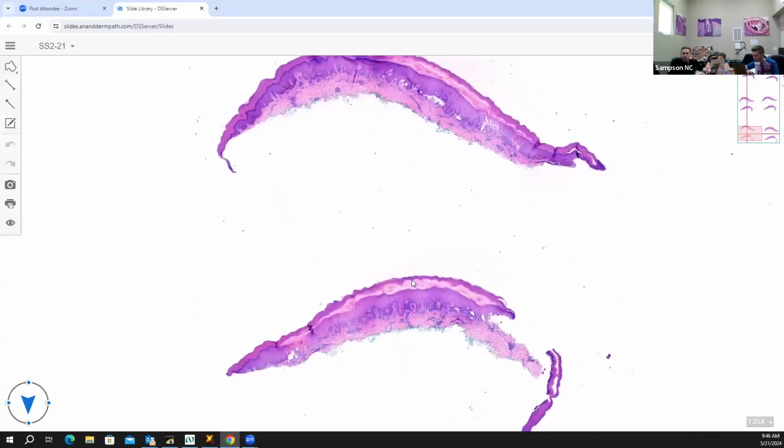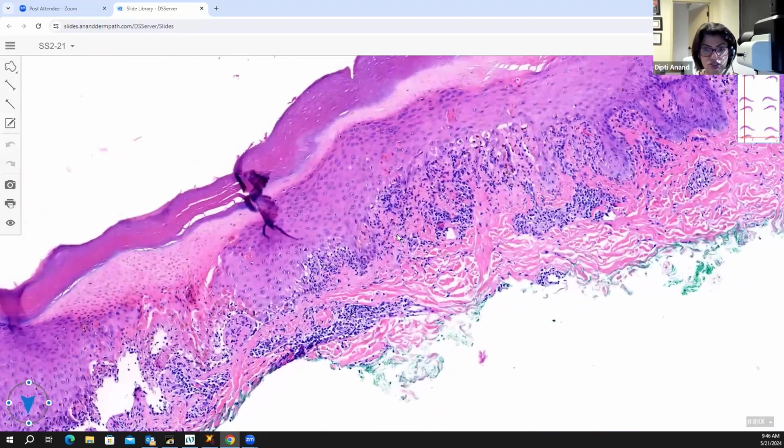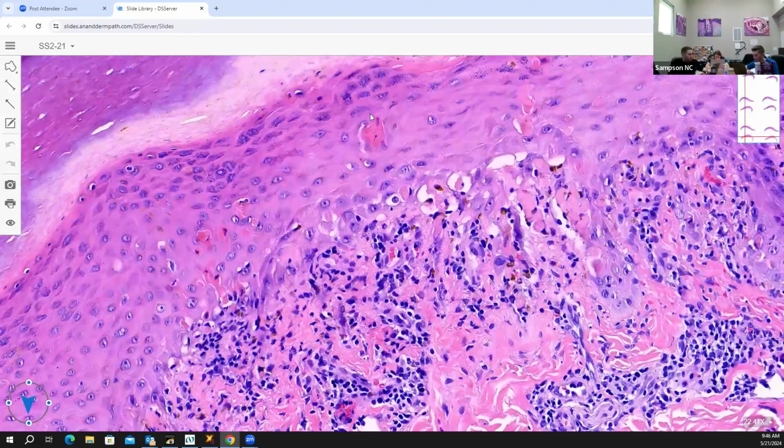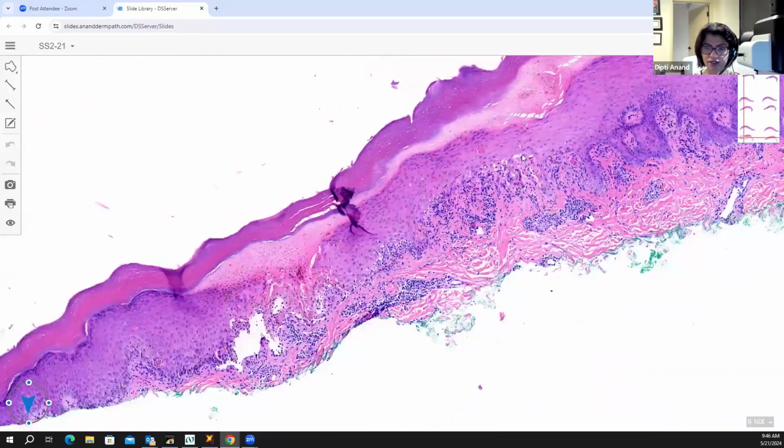I don't know about categories. I think of fixed drug when I think of that. So yep, this is interface. When you're seeing necrotic keratinocytes, you're seeing interface. Then the second step is you ask acute or chronic. Exactly. And what do you think, acute or chronic?